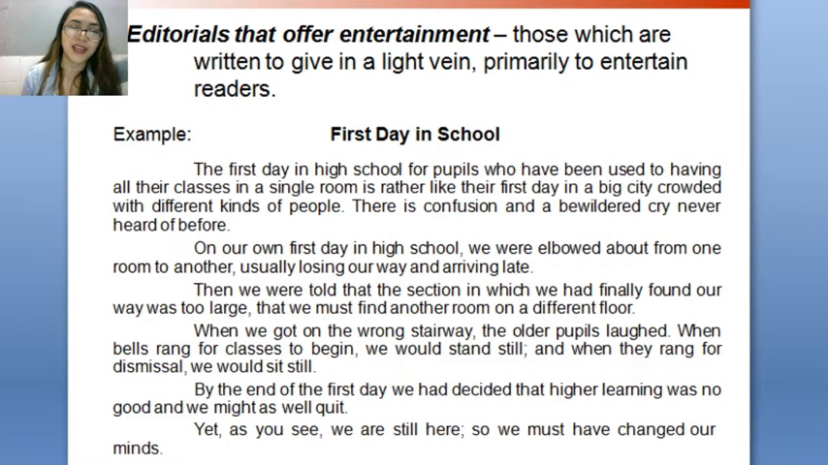Ito yung sinasabi na kahit editorial siya, ay based pa rin siya sa mga facts. Dapat more on mga katotohanan yung mga kinikwento natin or sinasabi natin doon. Okay?